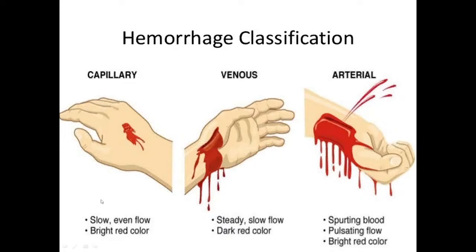Capillary bleeding features a slow, even flow, but a bright red color. Venous bleeding has a steady, slow flow and dark red color. The capillary has bright red color, venous has dark red color. And arterial bleeding has spurting blood, pulsating flow, you can see in here, pulsating flow, and bright red color.